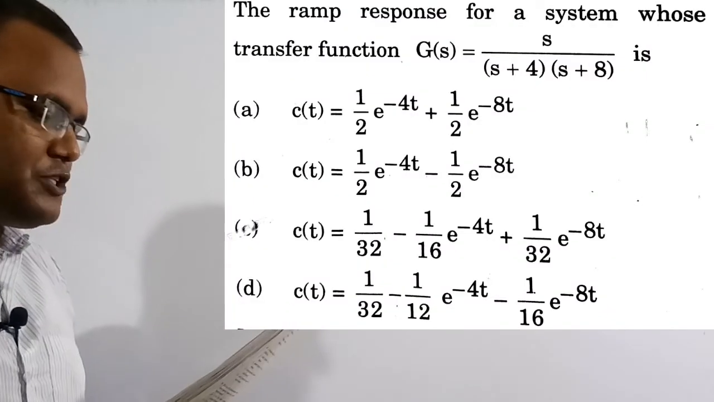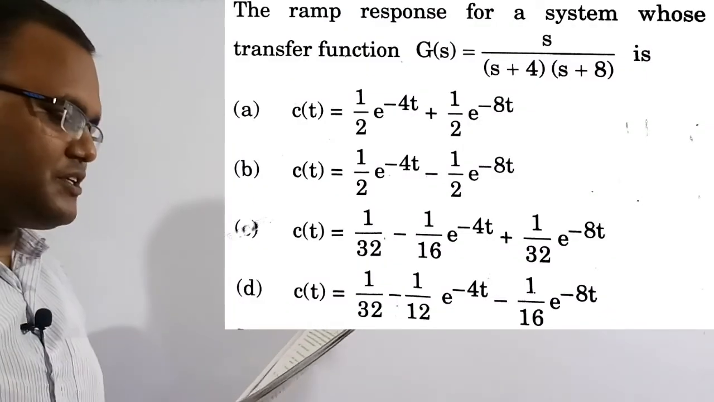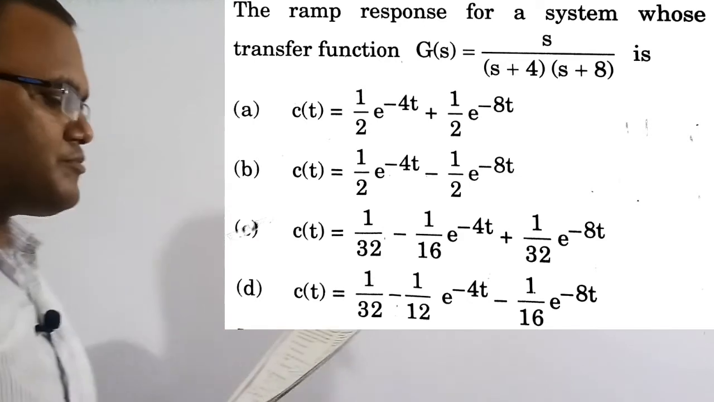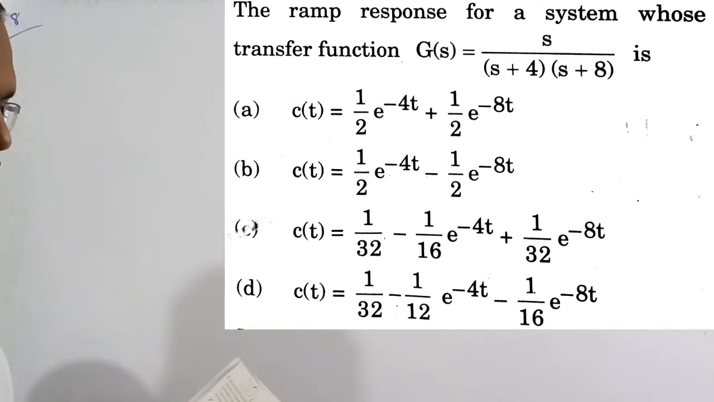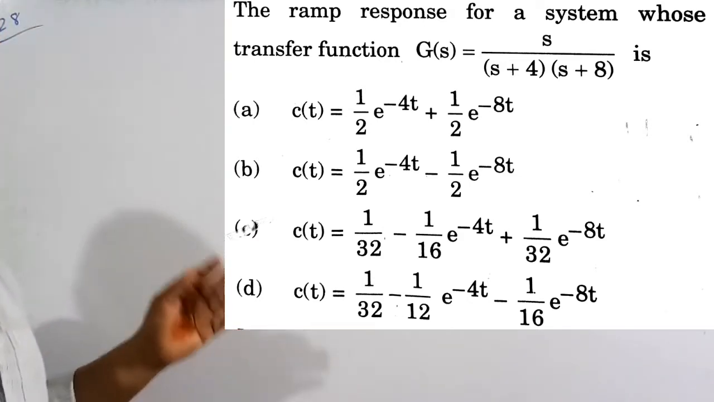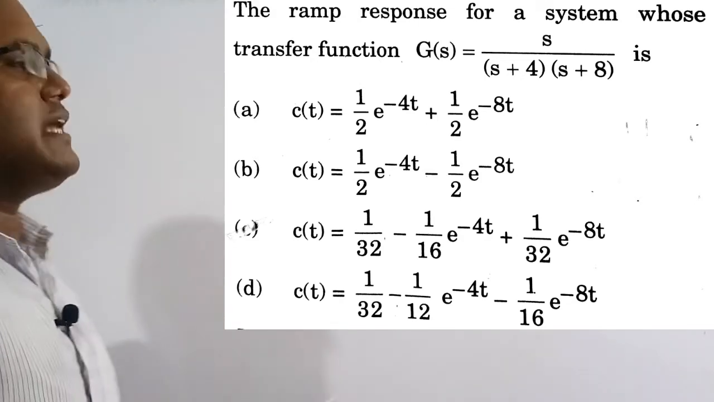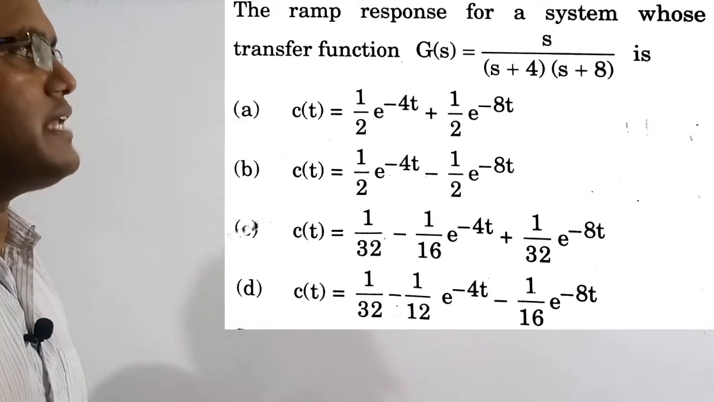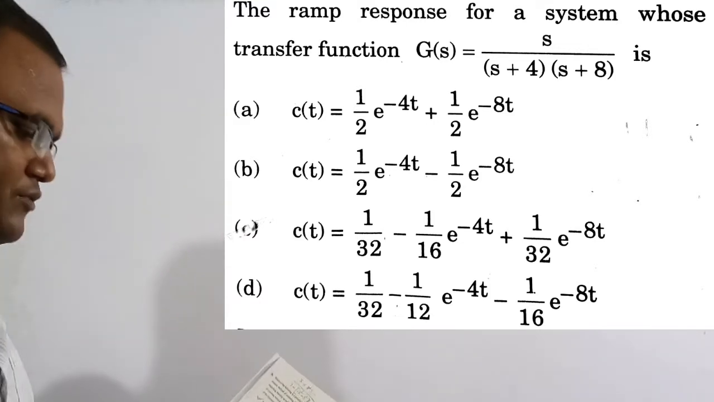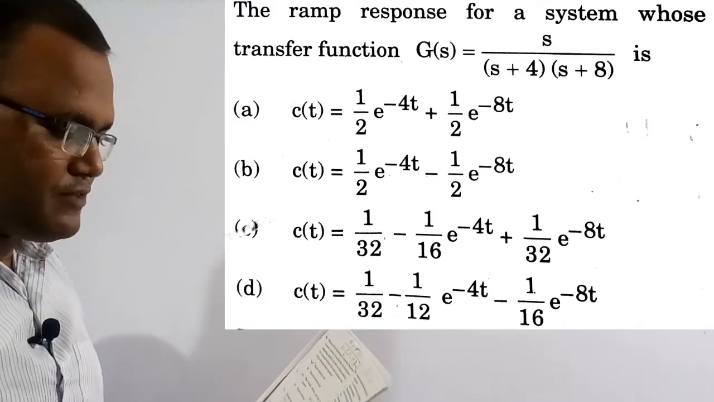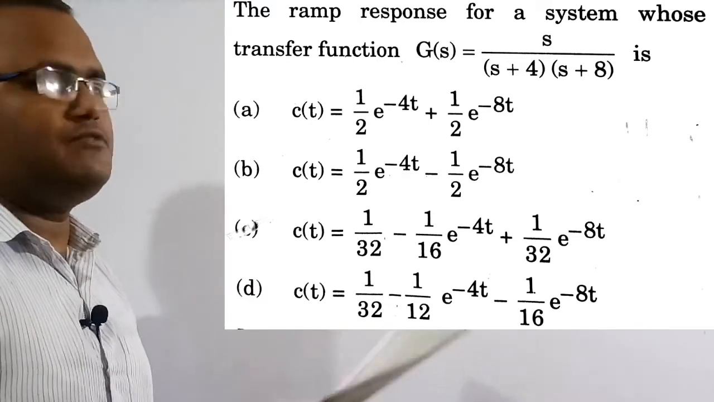Now we are going to solve the 28th question. See the question here. The ramp response for a system whose transfer function G(s) is equal to s by (s plus 4) into (s plus 4)(s plus 8). So there is a transfer function for the system. If the input is a ramp input, we have to find the ramp response. What are the four options? The expression c(t) is equal to... option C is the correct solution of this question.